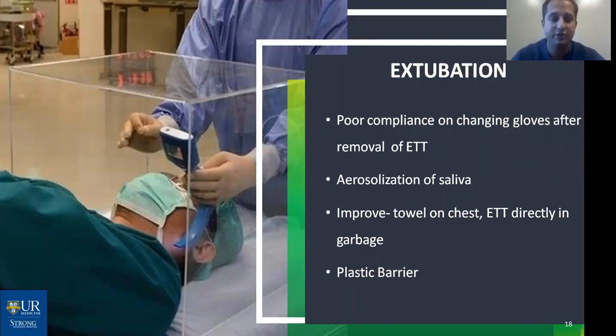And there are best ways to improve it. Instead of taking the ET tube out and flinging it around the room looking for the garbage, they suggested possibly putting a towel on the patient's chest, in which you can put the tube, and then the bedside nurse can take that towel and ET tube and put it in the garbage from there. They also suggested putting the ET tube directly into the garbage after it's removed.